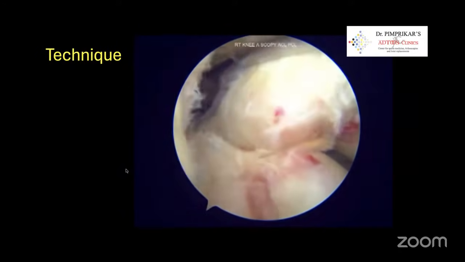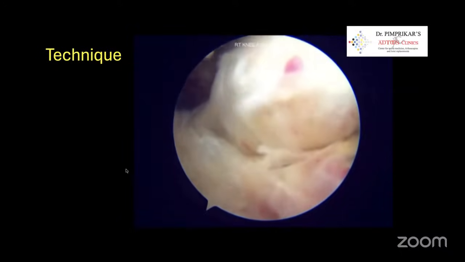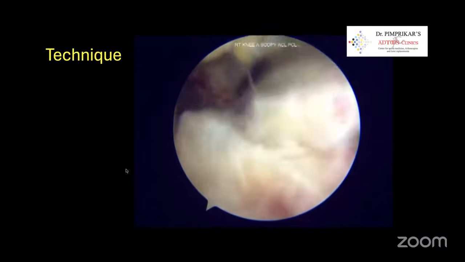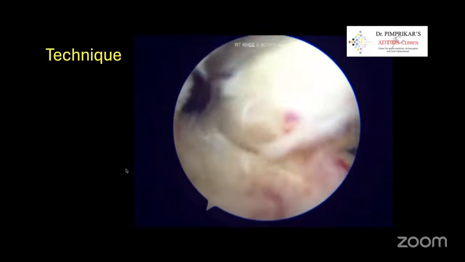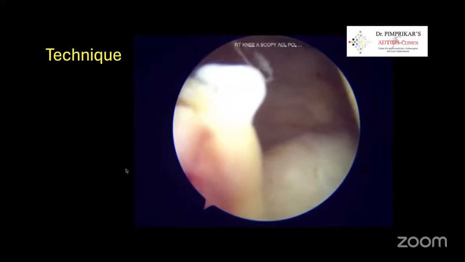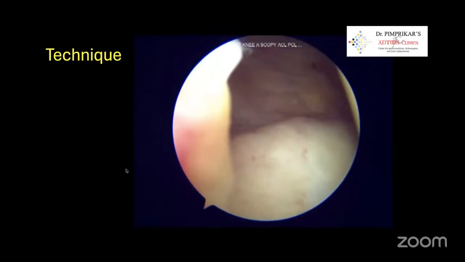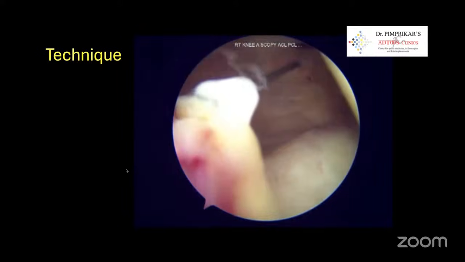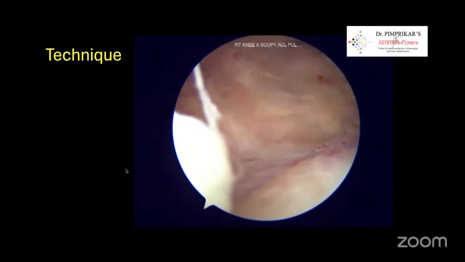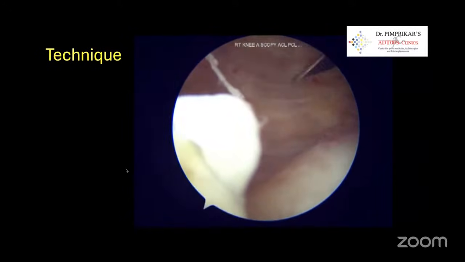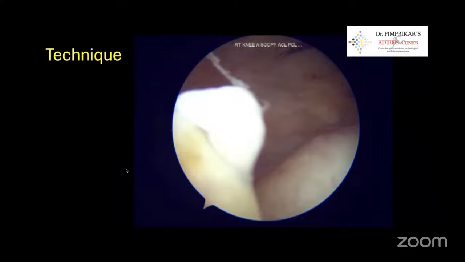Now my shaver is between the ACL and the PCL, where the ACL is not existent here, and that is why it is easier to go to the septum and shave the septum to enter the posteromedial compartment. When the ACL is intact, I switch the portals and see from the anteromedial portal and get my shaver in from the contralateral portal, so that I get a direct trajectory to shave the septum and enter the posteromedial compartment.